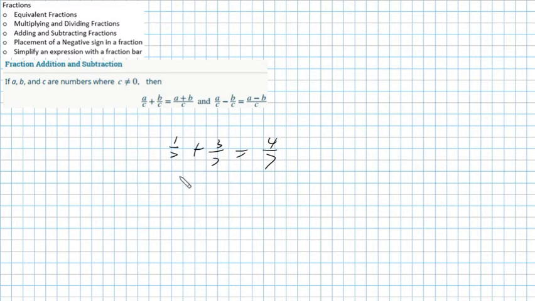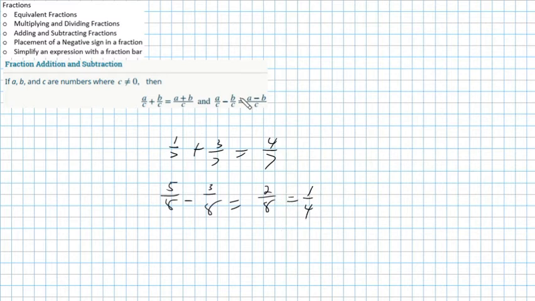And likewise, if we're dealing with subtraction, if I have, let's say, 5/8 minus 3/8, well then 5 minus 3, that's 4/8. Sorry, 5 minus 3 is 2/8. And of course, this can be simplified down to 1/4.